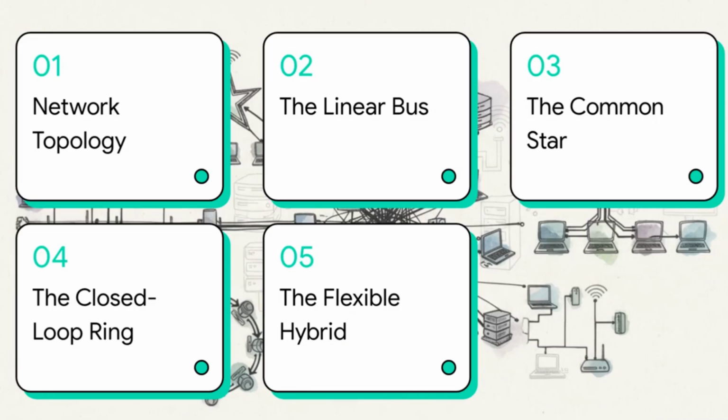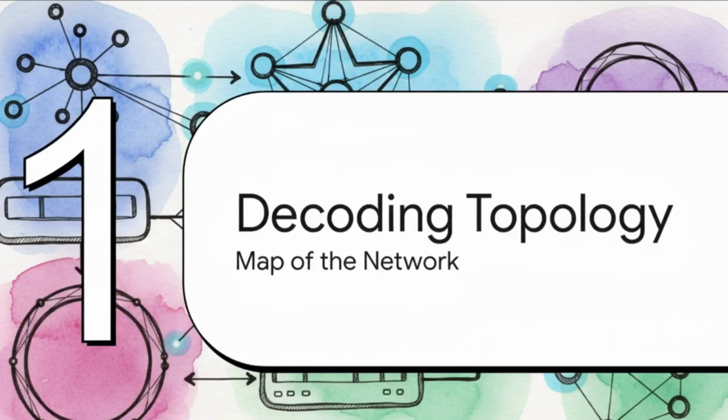Here is our roadmap for today. First, we'll tackle decoding network topology. Then, we'll look at the linear bus, the common star, the closed-loop ring, and finally, we'll wrap up with a flexible hybrid. Okay, kicking things off with Section 1, Decoding Network Topology, the map of the network.